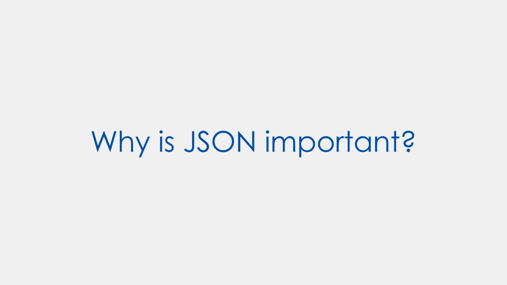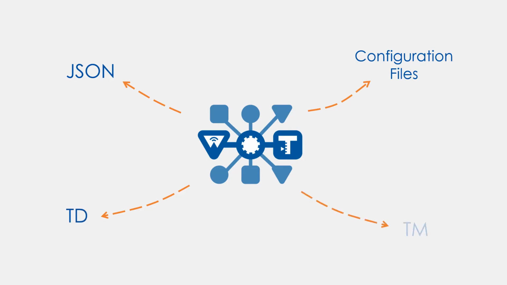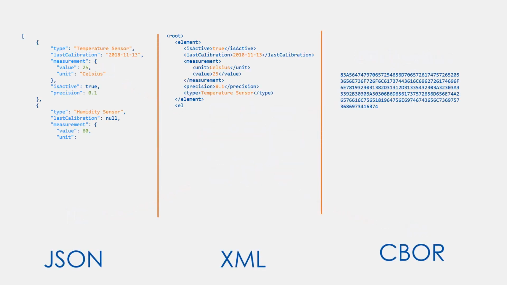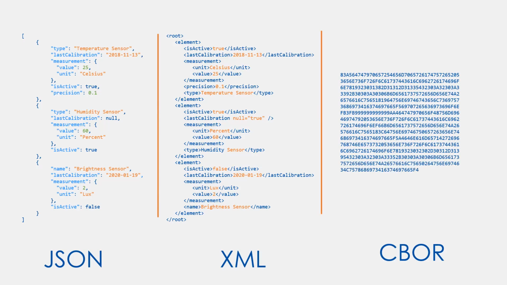But first let us explain why is JSON so important. Because JSON is very relevant in the scope of the Web of Things, payloads are preferred mostly in JSON. Also, the core standard thing description, as well as many other API and configuration files use JSON. It is lightweight compared to XML and human-readable compared to CBOR. You can see the difference in the representation of the same data in JSON, XML, and CBOR.